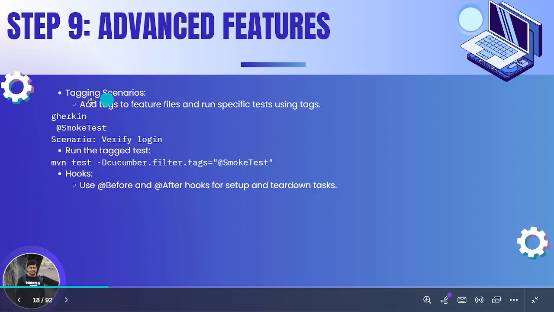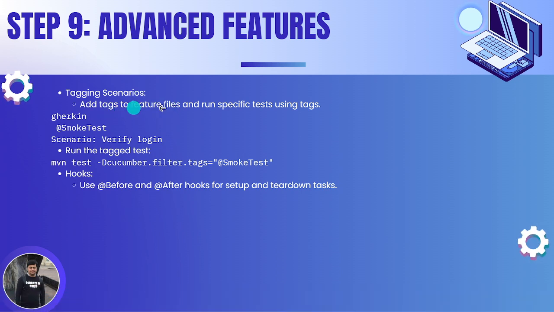So for advanced features, you can use the tagging scenario: add tags to the feature file and run specific tests using tags. If you want to run your test case as a smoke test, you can use @smoketest. Whichever test cases use this specific tag can run together, and only those test cases will be run for that smoke test.